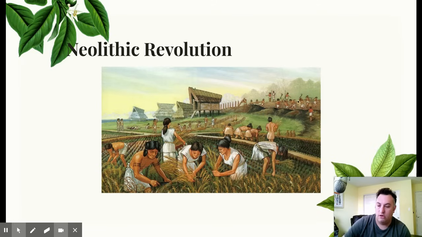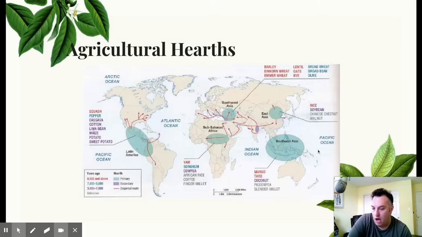This rise of agriculture really allows human civilization to take off, all right? In this time, we also have some agricultural hearths, where we're starting to initially see crops come about across the planet, okay?